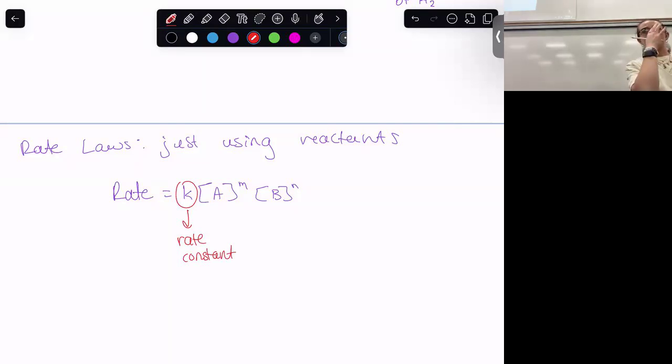The concentration of A, is that at the initial, middle, or end of the reaction? That's your initial concentration. That's going to be the same for A and B. And what do we call M and N? Those are going to be your order of reactant.